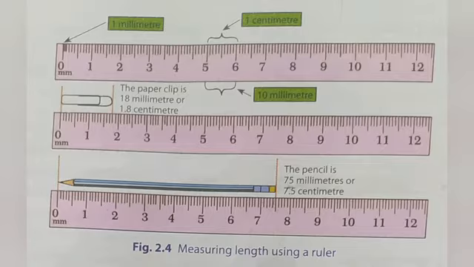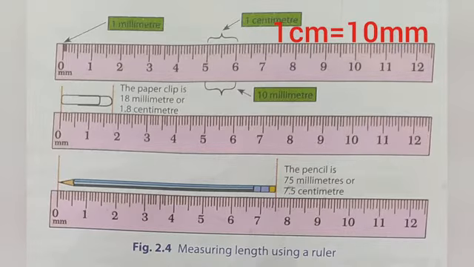The bigger markings denote centimeters and each centimeter is further divided into 10 smaller markings representing millimeters. You can count that in 1 centimeter there are 10 smaller markings which represent millimeters. It means we can say that 1 centimeter is equal to 10 millimeters. The rulers come in various sizes.